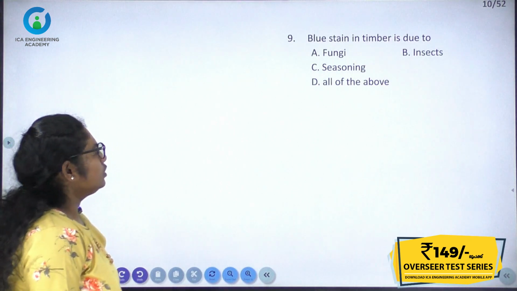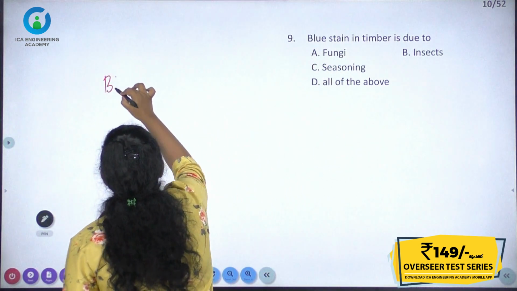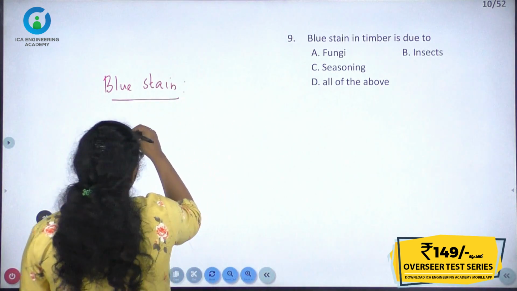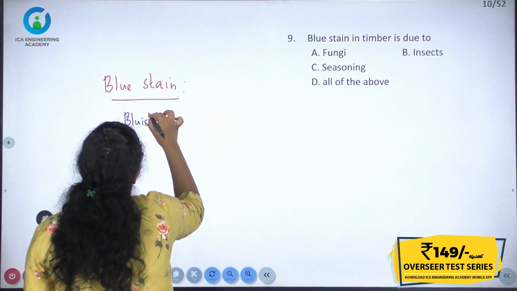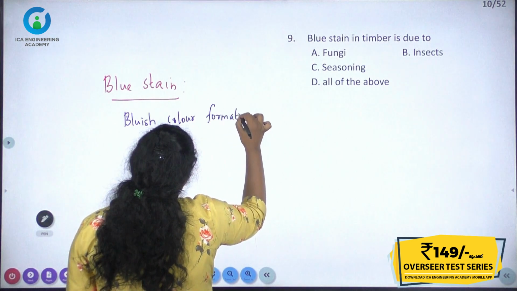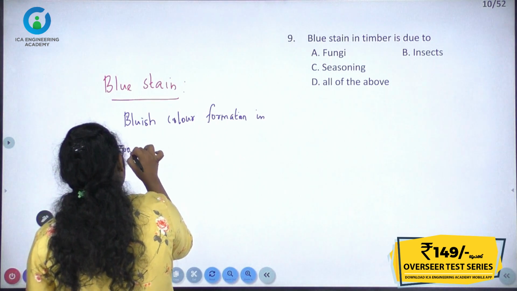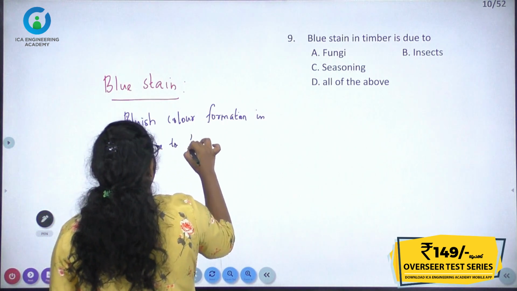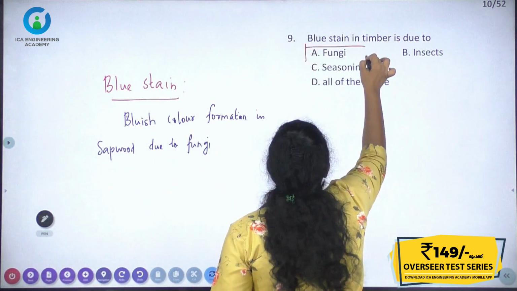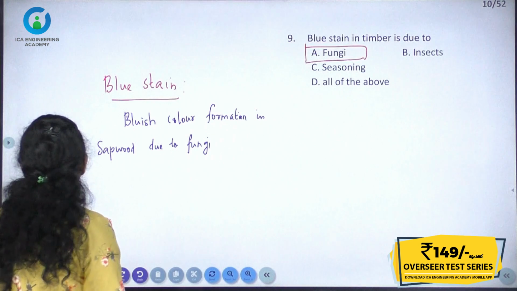Blue stain in timber. What is meant by blue stain? It is a bluish color formation in the sapwood due to fungi. That is a defect due to fungi, called blue stain.